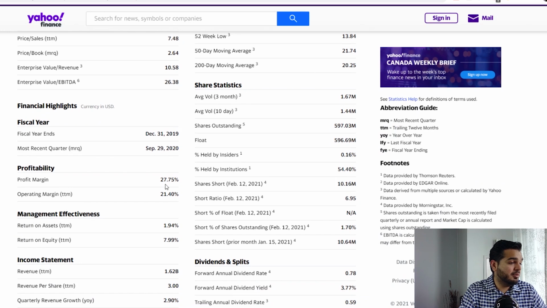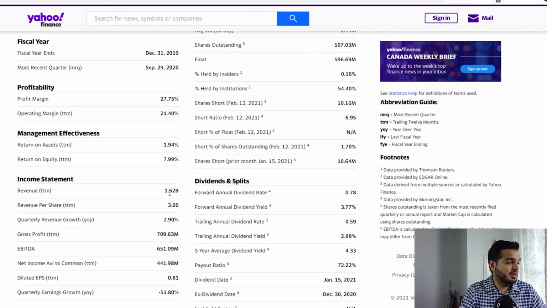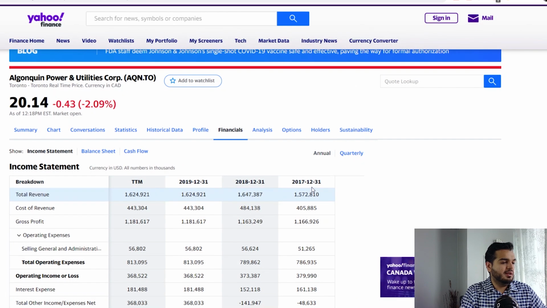It has a very healthy profit margin at 27.75%, a very healthy operating margin at 21%, and a healthy return on assets and equity. It has a revenue of $1.62 billion, and it has grown at 2.9% year over year. It has gross profit of $709 million and an EBITDA of $651 million. And since 2017, it has continued to grow its top line revenue, going from 1.5 to 1.6 in 2018. And that revenue did decline a little bit in 2019, but its gross profit has also been growing along the way.